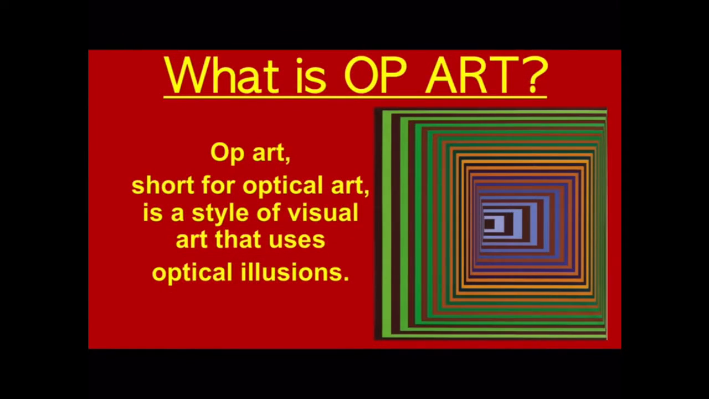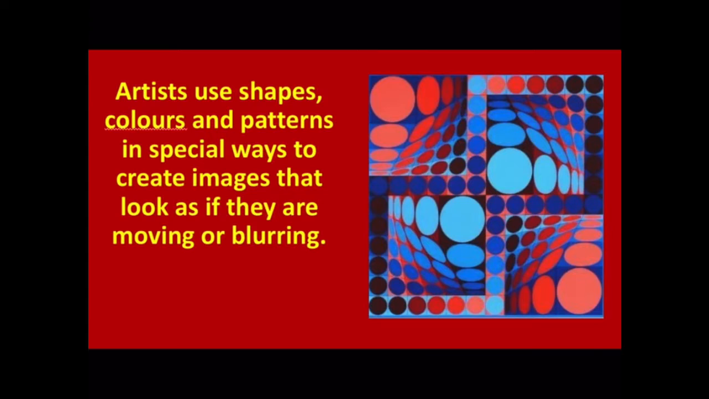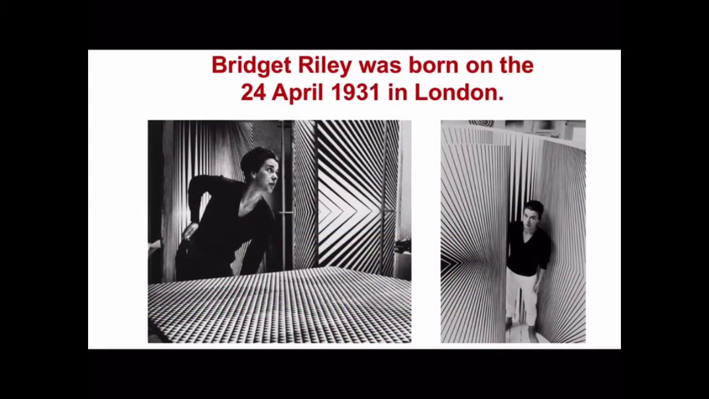What is op art? It's short for optical art, and it's a style of visual art that uses optical illusions. Artists use shapes, colors, and patterns in special ways to create images that look as if they are moving or blurring. Op art started in the 1960s. The painting above is by Bridget Riley, who is one of the most famous artists of the movement. She was born on the 24th of April, 1931 in London.